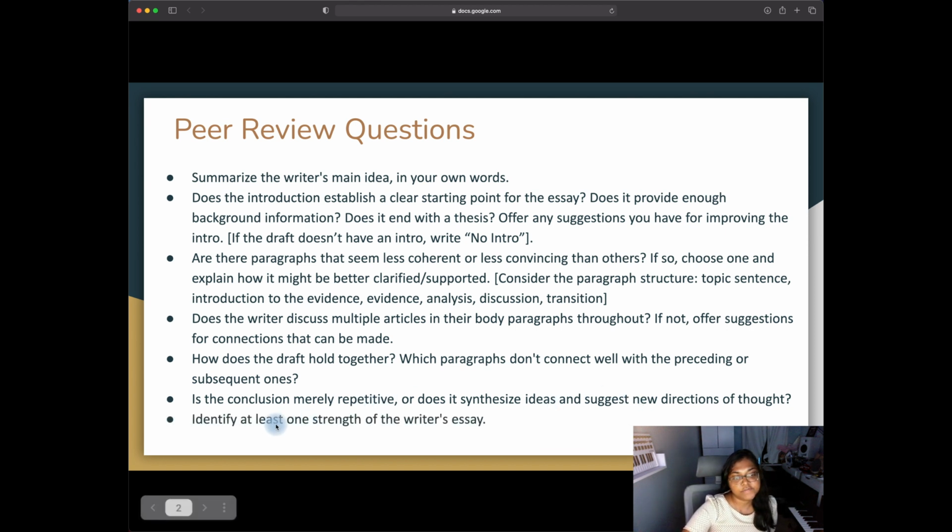Then you're going to identify at least one strength of your classmate's essay, and then identify at least one area that they can improve on.